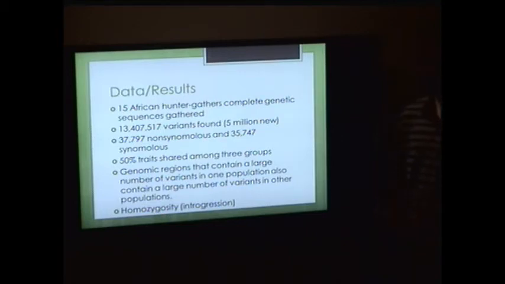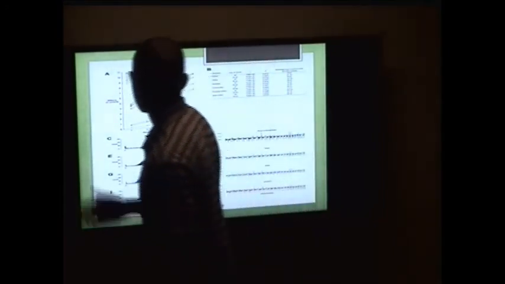50% of traits were shared among the 3 groups. Some homozygosity was found, which showed introgression within the groups. Now I'll have my partner, Vanessa Williams, explain the charts and various graphs.